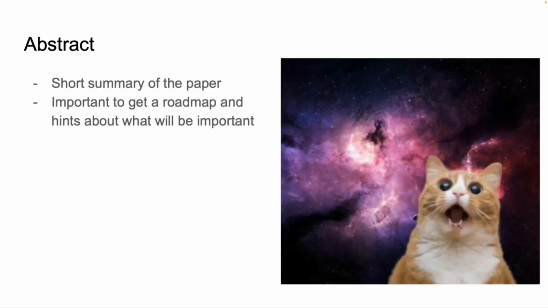So the abstract is really going to be a short summary of the paper, and it's important to get a roadmap and hints about what's going to be important. Usually that's where you'll find all the buzzwords. It will tell you in general what their methods are, what their results are, and it usually has some kind of discussion or author's interpretation, just a little blurb at the end.